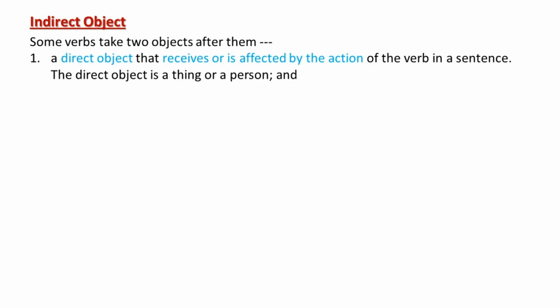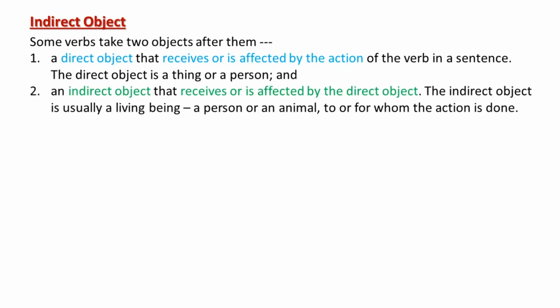Now we go to indirect object. As we said in the beginning, some verbs take two objects after them. First, a direct object that receives or is affected by the action of the verb in a sentence. The direct object is a thing or a person.